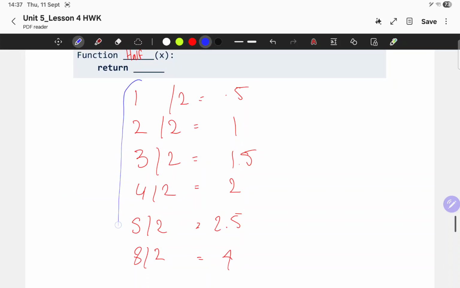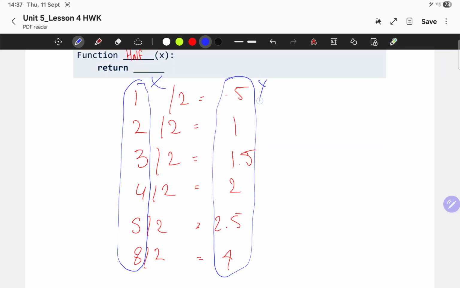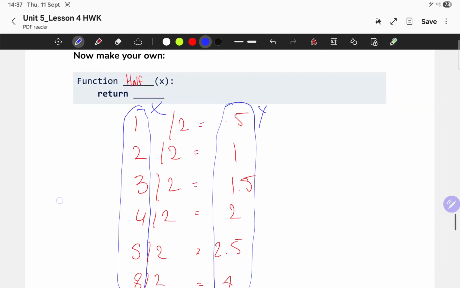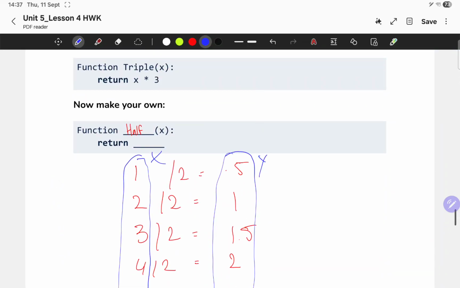all of the inputs right here. And we can get that output right here. So this would be known as x, and this would be known as y. So I want you to make your own rule. And try not to copy mine, try and make yours a little bit unique.